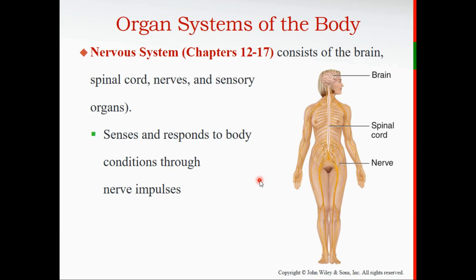The nervous system, this is our control center. This is the CPU of the body. It senses everything that goes on. And we're talking millions and millions of stimuli going through your brain all the time.